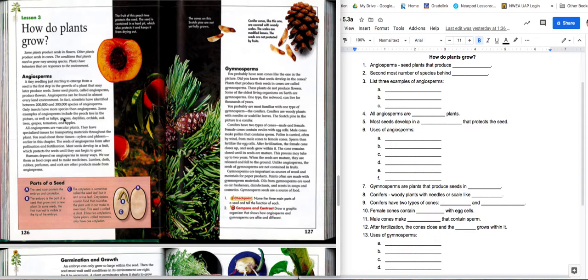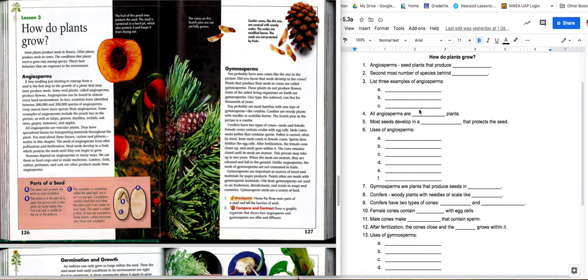Some examples of angiosperms include the peach tree in the picture, as well as tulips, grasses, daylilies, orchids, oak trees, grapes, tomatoes, and apples. So I wrote down, list 3 examples of angiosperms. You can see they just gave you 1, 2, 3, 4, 5, 6, 7, 8, 9. Pick your favorite 3. Okay?